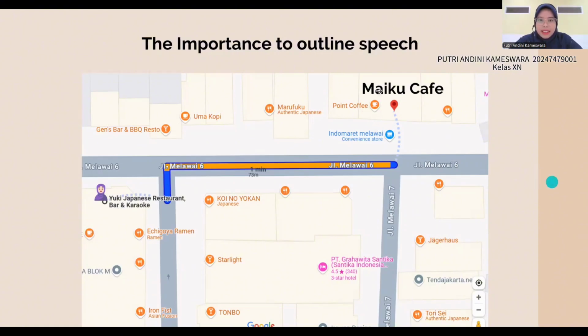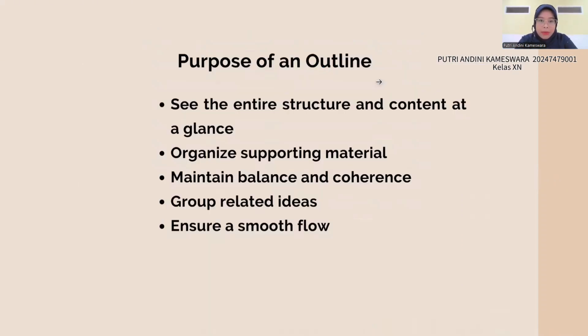Next is about the purpose of the outline itself. It allows you to see the entire structure and content at a glance. Outlining helps ensure your speech is well organized, has enough supporting material, and maintains a proper balance. It keeps related points together, ensures a smooth flow of ideas, and provides a solid structure that holds everything together. Typically, there are 2 types of speech outlines. The first is a comprehensive outline for planning and a brief outline for the delivery.